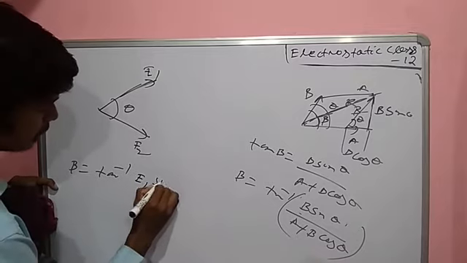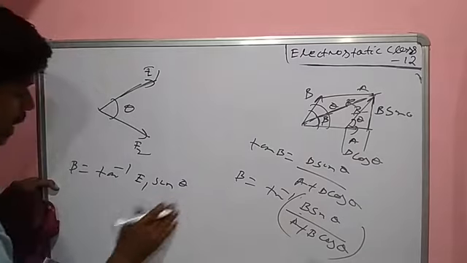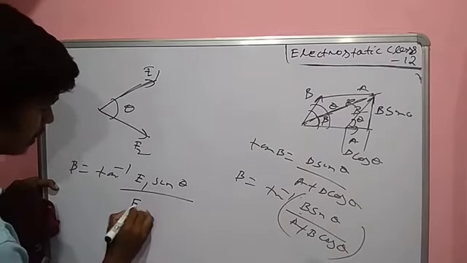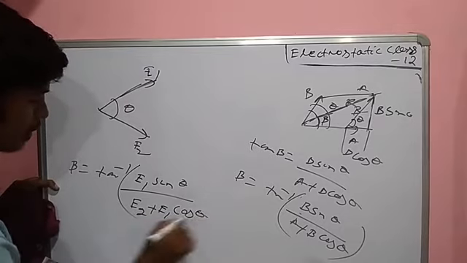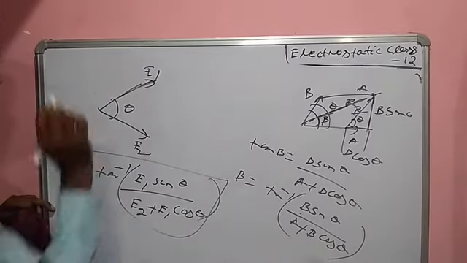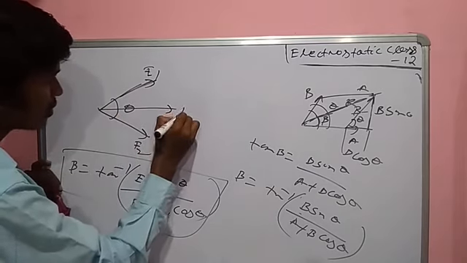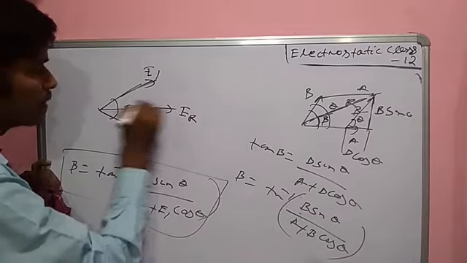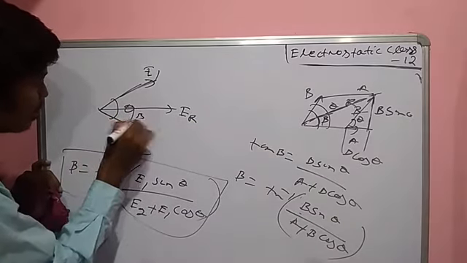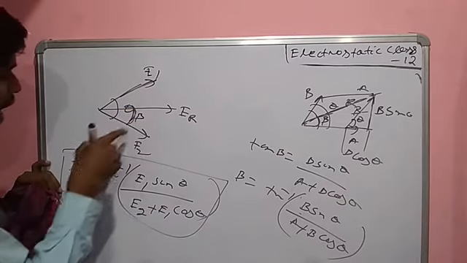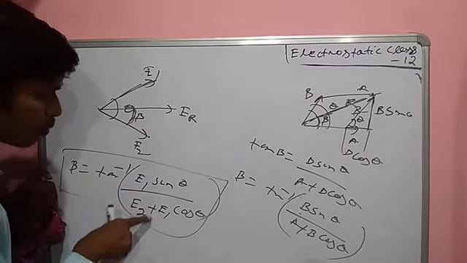B E1 sin theta divided by E2 plus E1 cos theta. This is the direction of the net electric field. Suppose the resultant electric field is in this direction. That means the base is E2, and the angle is beta. And this angle beta is tan inverse of E1 sin theta divided by E2 plus E1 cos theta.